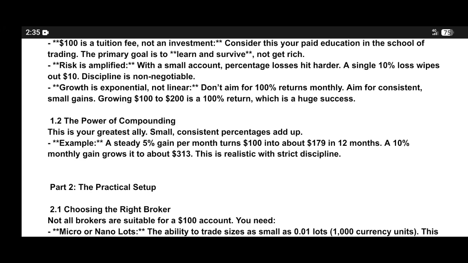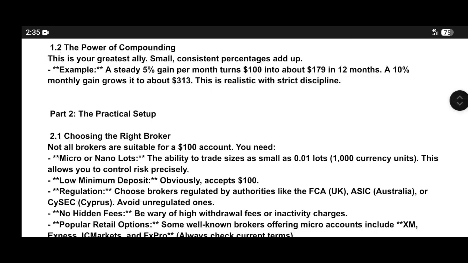Then we have Part 2, the practical setup. Choosing the right broker. Not all brokers are suitable for a $100 account. You need micro or nano lots, the ability to trade sizes as small as 0.01, which is 1,000 currency units. This allows you to control risk precisely. Also, a low minimum deposit.